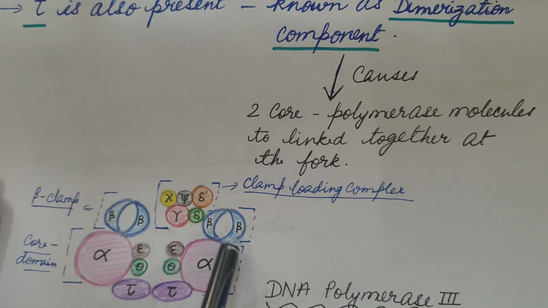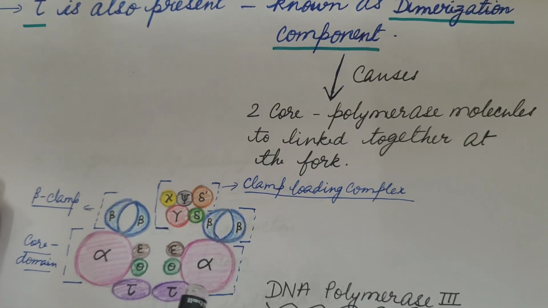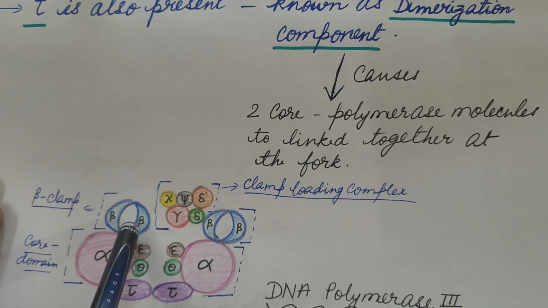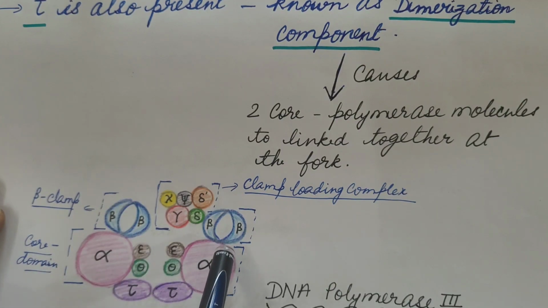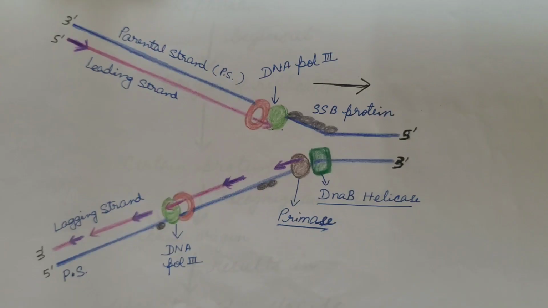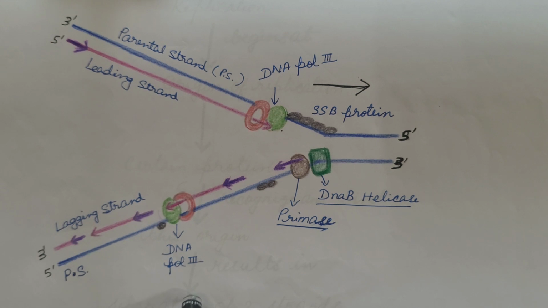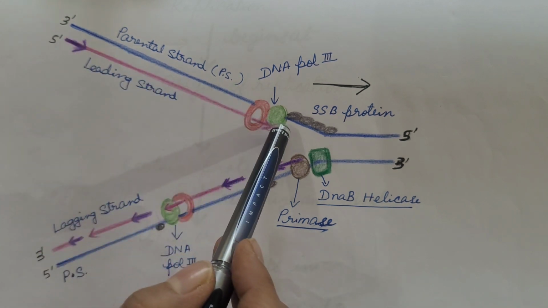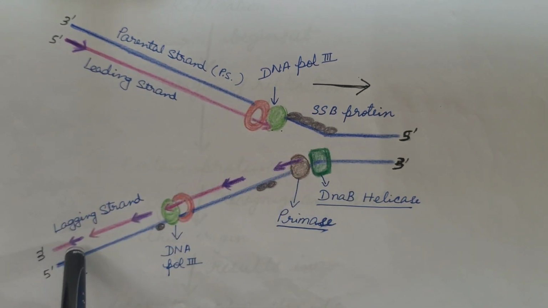The solution to this problem lies in the structure of the DNA polymerase III enzyme, in which the core domain and beta clamp are present as a dimer. And this dimerization is due to the presence of tau, which is the dimerization component. Hence, each core domain and beta clamp is involved in the synthesis of one strand. This core domain and beta clamp is involved in the synthesis of one strand, and this core domain and beta clamp is involved in the synthesis of the other strand. But still there is a problem in the direction of the synthesis, because one strand is synthesized in this direction and the other is synthesized in this direction.